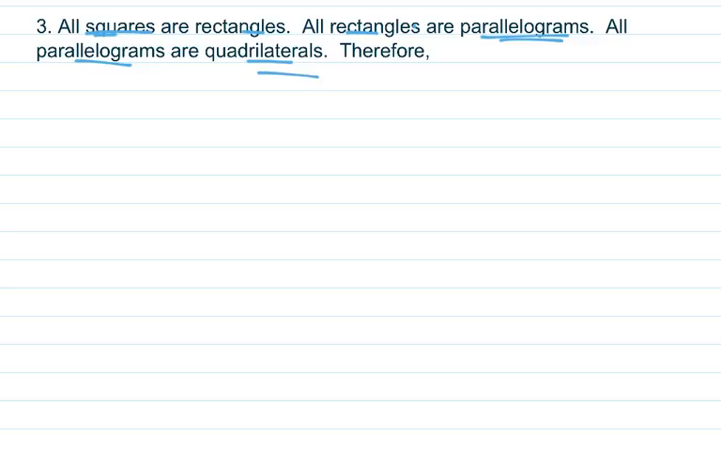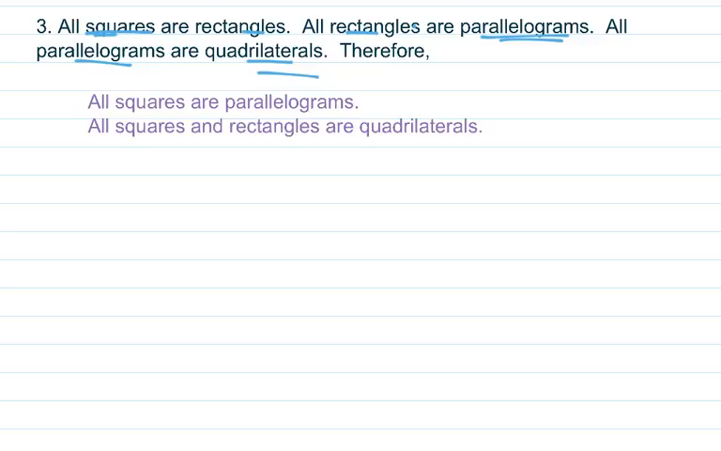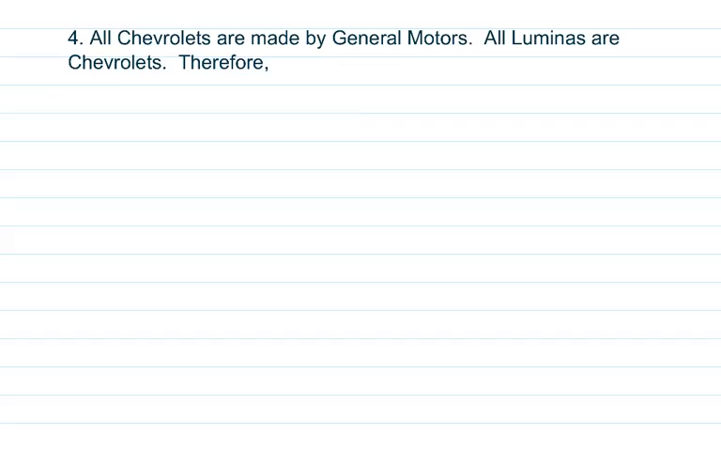So for number 3, we're going to write 2 different statements: 1, all squares are parallelograms, and 2, all squares and rectangles are quadrilaterals. For number 4, we have 2 statements. All Chevrolets are made by General Motors, and all Luminas are Chevrolets. Since Luminas are Chevrolets, we know that they're made by General Motors. So for our conclusion, we can say all Luminas are made by General Motors.